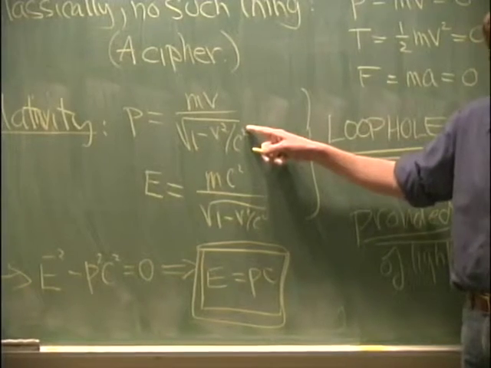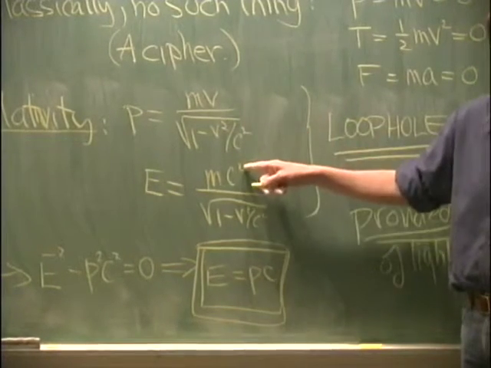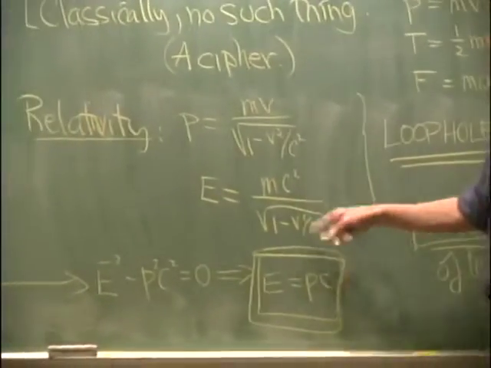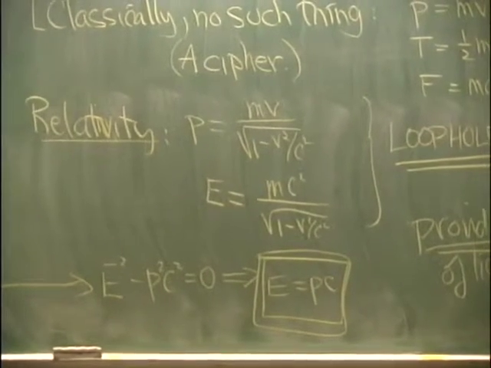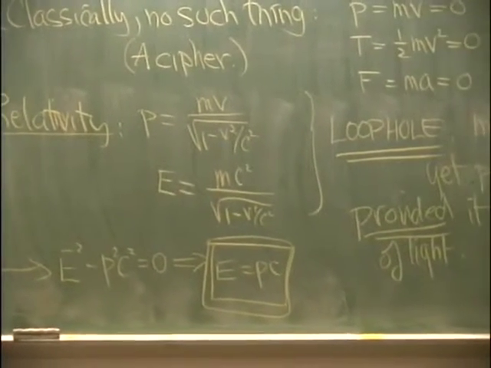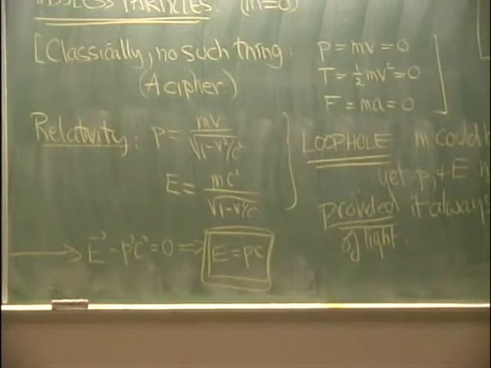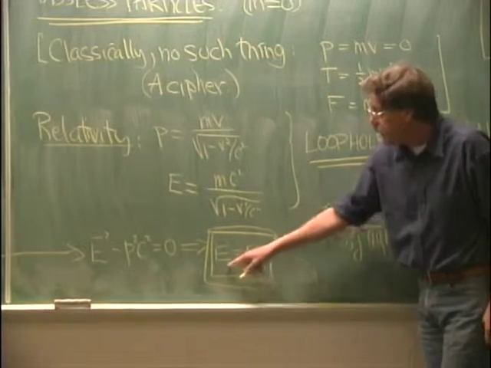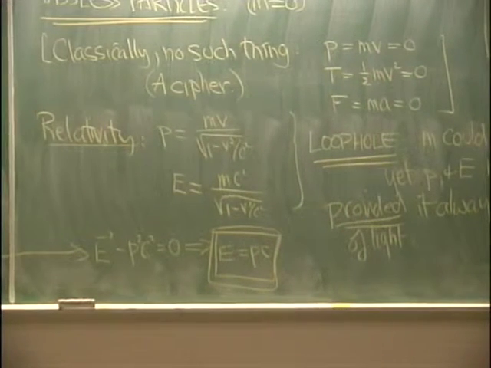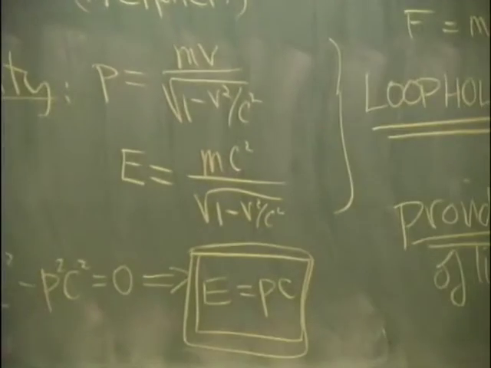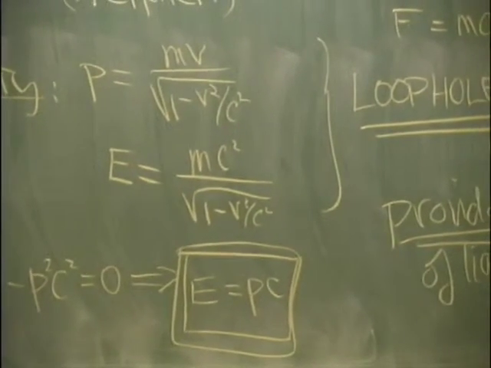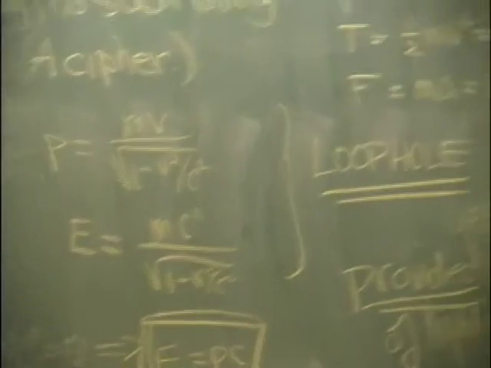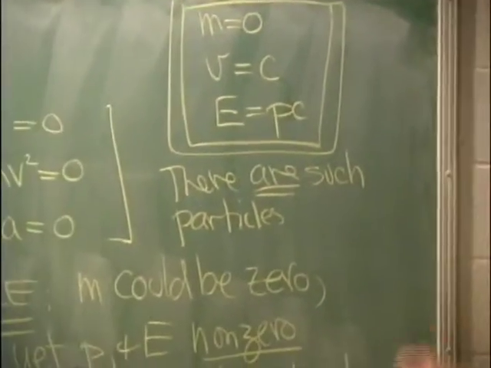This formula doesn't tell you what the momentum is. It tells you 0 over 0 for massless particles, and I don't know what to do with that. It's ill-defined. This formula doesn't tell you what the energy is. It's 0 over 0. It doesn't say that the energy is necessarily 0, mind you. It just tells me I don't know from this formula what the energy is. I do have one connecting formula between E and P that survives, namely E equals P times c. There are such particles. They do travel at c.